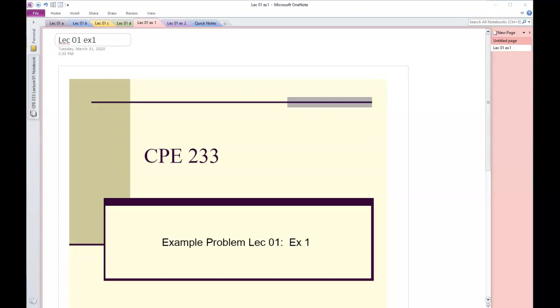This is the first example problem associated with lecture 1, and I'm finding out that YouTube doesn't like long videos, but there's a bunch to say about this and I don't want to rush it, so I think I'm going to break this problem into 2 videos. And so let's get into the problem.